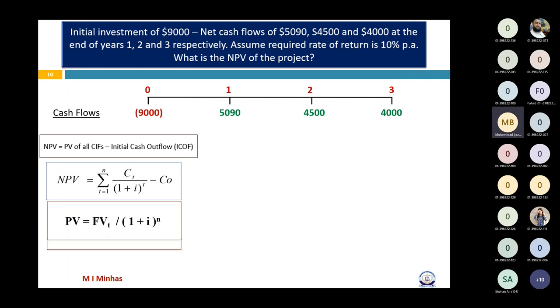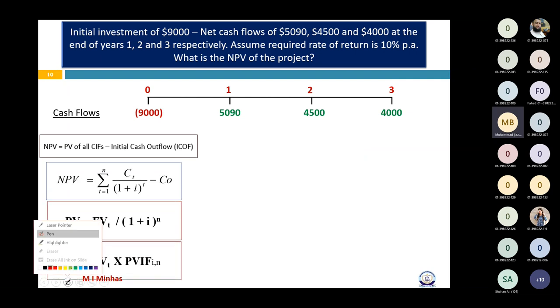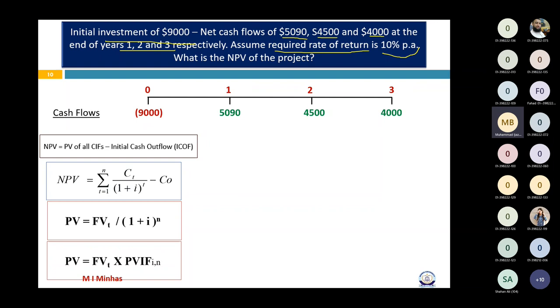Now, what does this question say? This question says that the initial investment is $9,000. Net cash flows that are expected in year 1, 2, and 3 are 5090, 4500, 4000 at the end of year 1, 2, and 3 respectively. Now, you are assuming a required rate of return of 10% per annum. In that case, what is the NPV of the project?